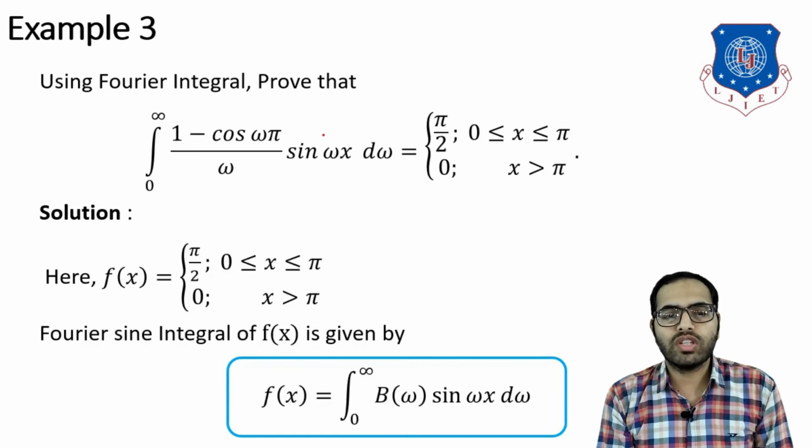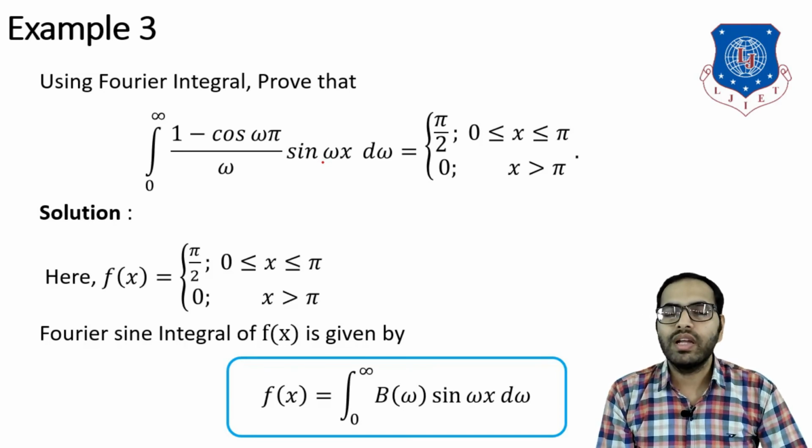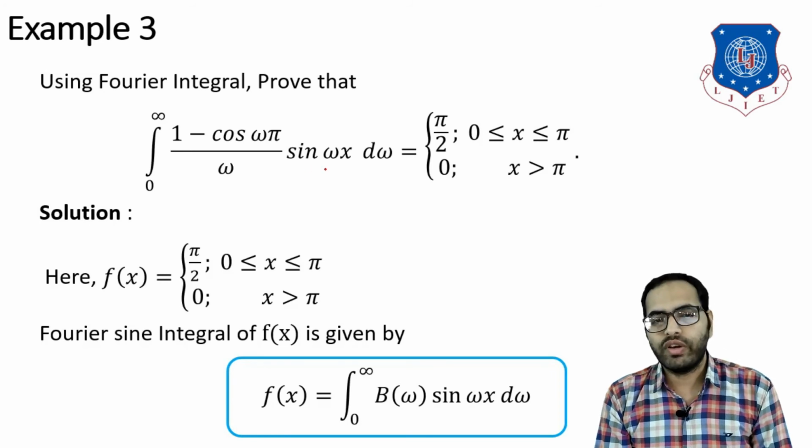According to the question, we are just finding the sine integral. How can we identify that the given function is in the form of a sine integral? Because our answer is in the form of sine of omega x, it is a sine integral. If here it were cos of omega x, then it would be a cosine integral. If sine omega x and cos omega x both are present, then we solve with the help of the Fourier integral.